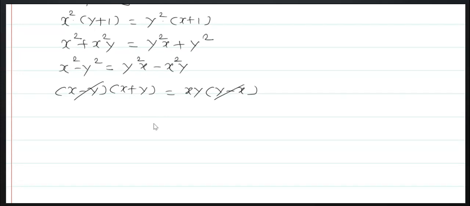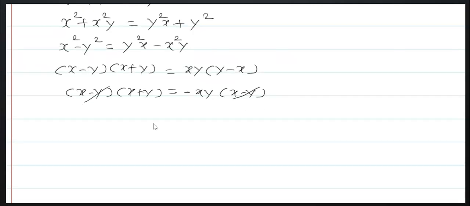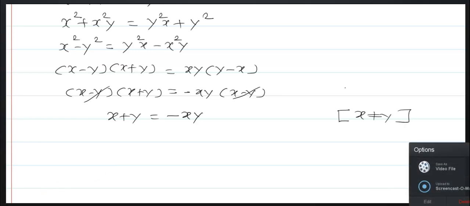These two cannot cancel. We have to take the minus sign common first, then cancel it. Now cancel it. Therefore, x plus y is equal to minus xy. This is the normal simplification where we cancel x minus y, because x is not equal to y, so x minus y is not equal to 0.